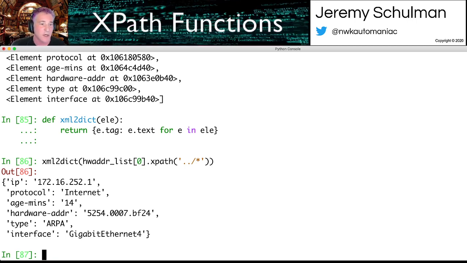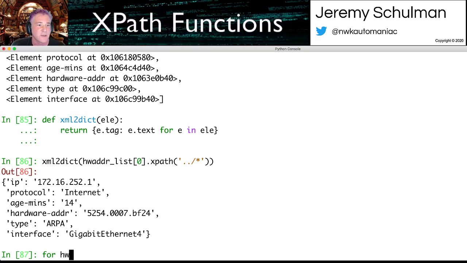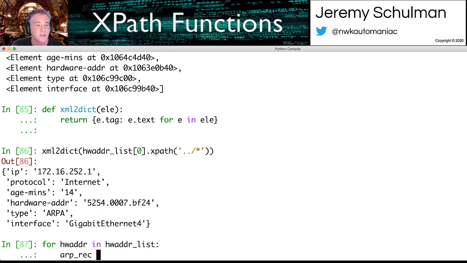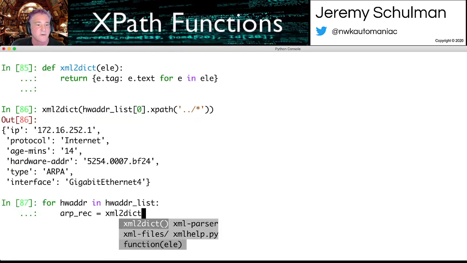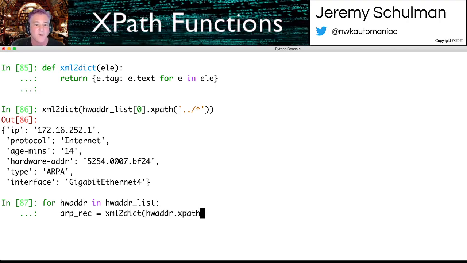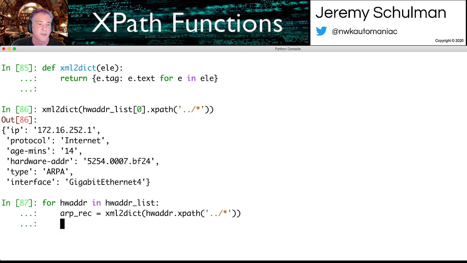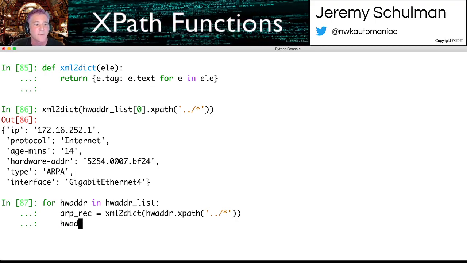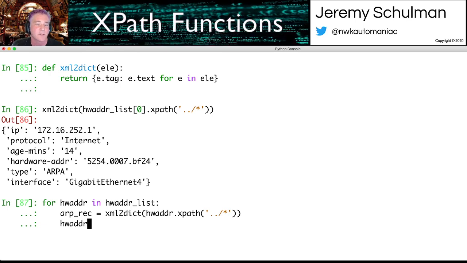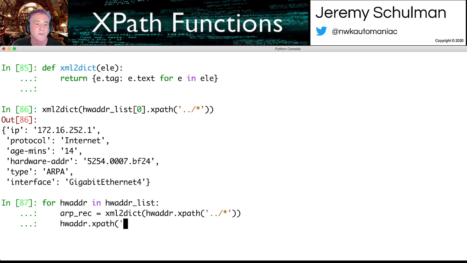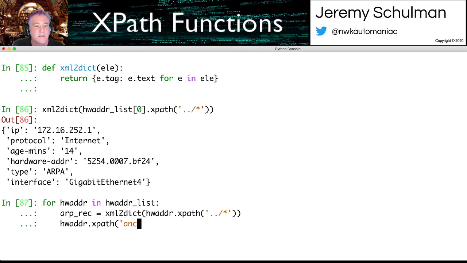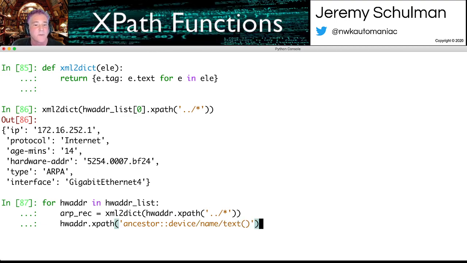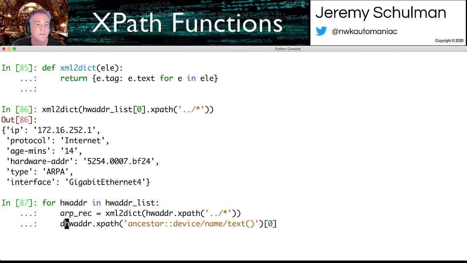Knowing this, I could say for a hardware addr in a hardware addr list, my ARP record is going to be XML to dict for this hardware addr. Go back up and get everything that's in that record. Of course, I also want to know the device that it's on. So from this hardware address element, I'm going to go up to my ancestor device and give me the name value. So this is going to be my device name.